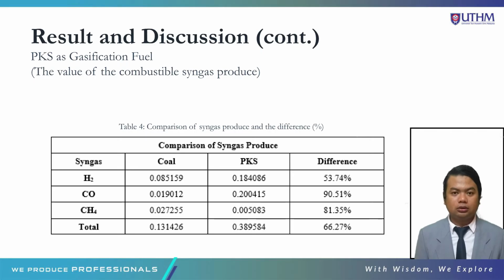As hydrogen gas, carbon monoxide, and methane gas have about the same energy density per mole when combusted, the question is now, can PKS produce as much syngas as coal gasification can? From this table, this study can conclude that PKS produces 66.27% more combustible gas than coal.